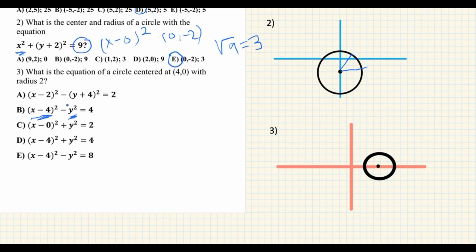But look at this. There's a minus sign here. Don't get fooled. It's not a minus sign in the equation, so those are out. No E, no B, no A. So answer choice has to be D because the center is (4, 0), and the radius is the square root of 4, which equals 2.